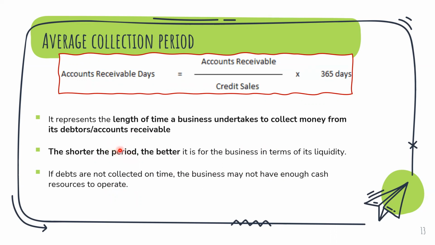we can have money, so it can help the business to use the money to pay for its expenses and for other operations. But if the business takes a longer time to collect the money from the debtors, the business might have problems in its cash flow.